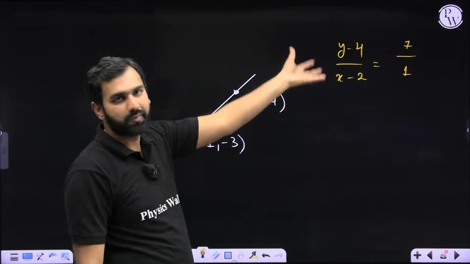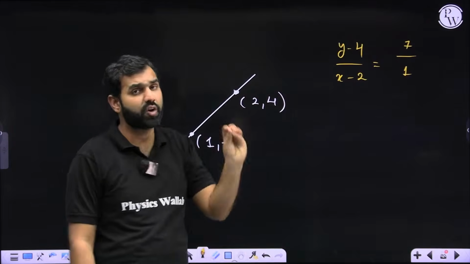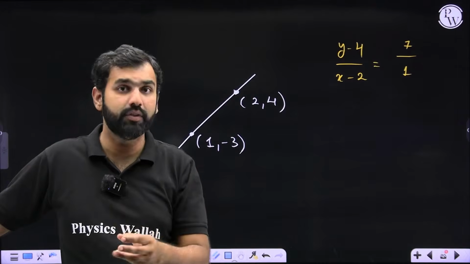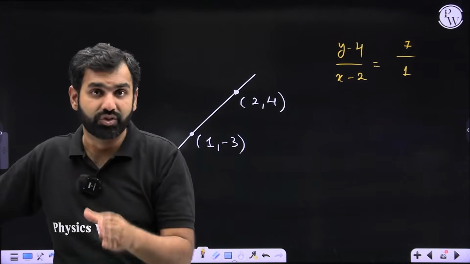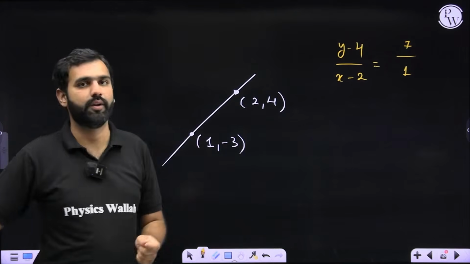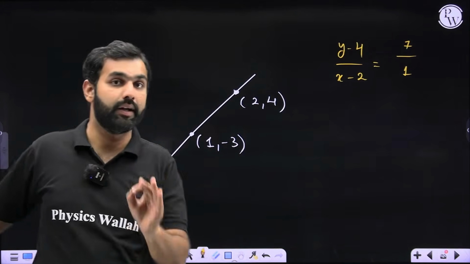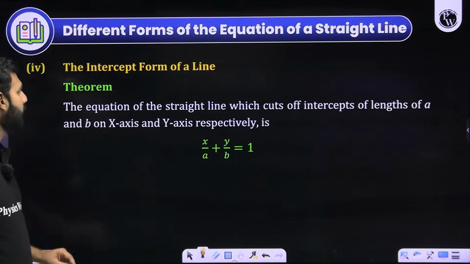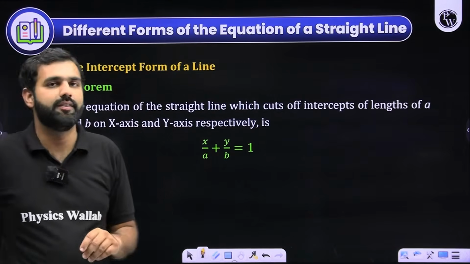You just need to simplify this, and I hope you are realizing that after cross multiplication and simplification, you'll get a linear equation in 2 variables, which will again represent a straight line, which contains these two points on it. I hope you are able to make great sense of this particular part. Let's talk about the intercept form of a straight line.